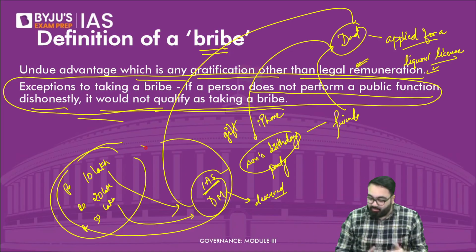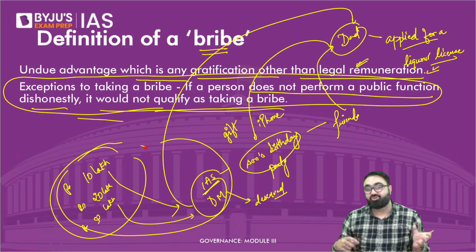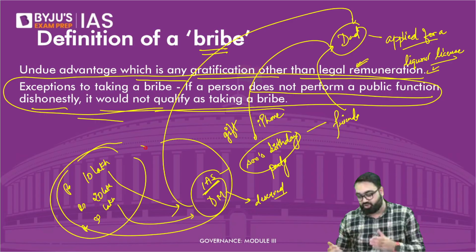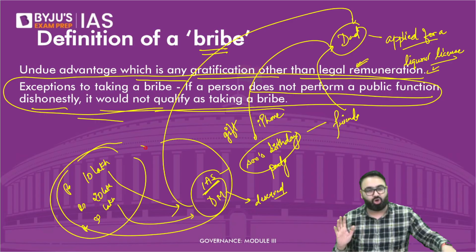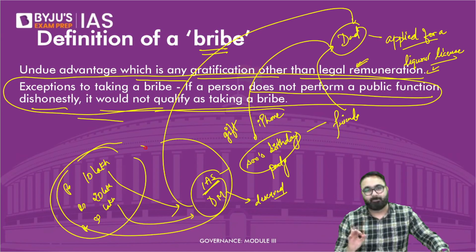This is where the problem starts. But again, it depends on perception. It depends on how you want to see it. Maybe when you become an IAS officer, you will see it in a different manner. Right now, you're an outsider, so you're seeing it in a different manner. But that is what the law is. This change was introduced in 2018.